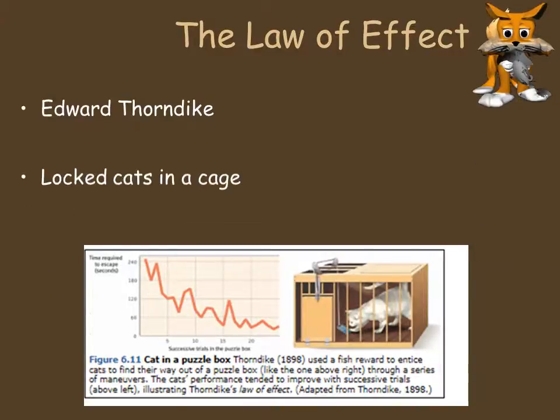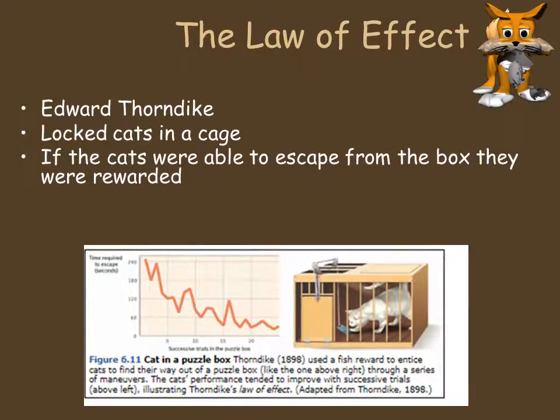So the law of effect. Before it was known as operant conditioning, the first person that kind of explored this type of learning was Edward Thorndike, and he came up with the law of effect. He looked at cats in cages, and he studied cats. If cats were able to escape from the box, they were rewarded.